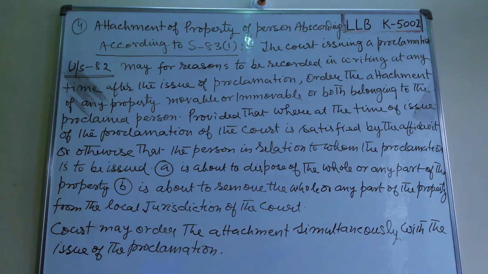According to section 83(1), the court issuing a proclamation under section 82 may, for reasons to be recorded in writing, at any time after the issue of proclamation, order the attachment of any property, movable or immovable or both, belonging to the proclaimed person, provided that at the time of issue of the proclamation the court is satisfied by affidavit or otherwise that the person in relation to whom the proclamation is to be issued, A, is about to dispose of the whole or any part of the property, B, is about to remove the whole or any part of the property from the local jurisdiction of the court.